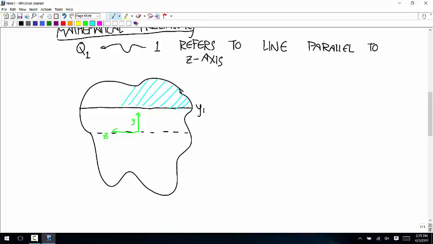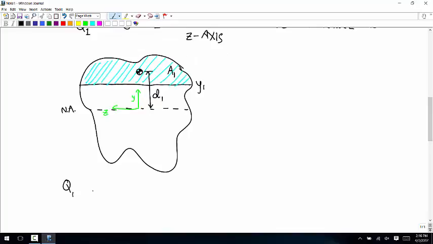If you calculate the area above that line, we'll call that area A1. And there's some centroid of that area A1. You can figure out the distance from the neutral axis to the centroid. Call that D1. Then the value of this thing, Q, is equal to the area A1 times the distance D1.